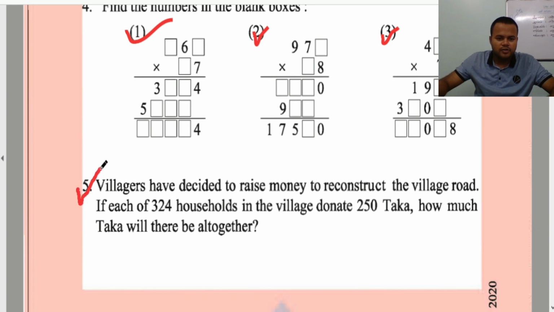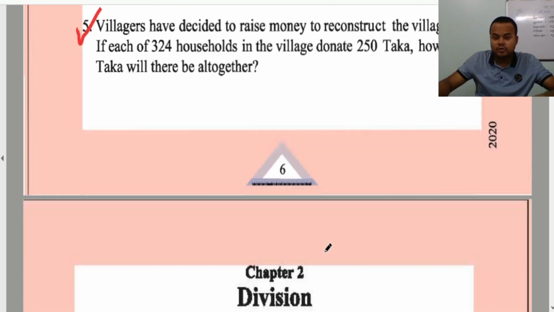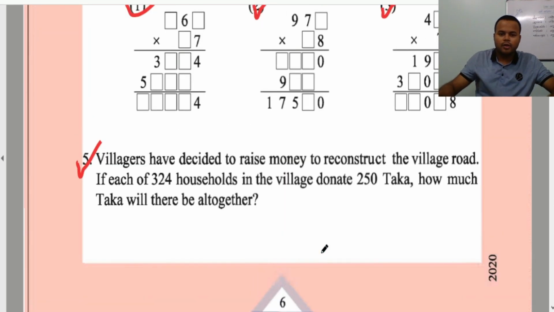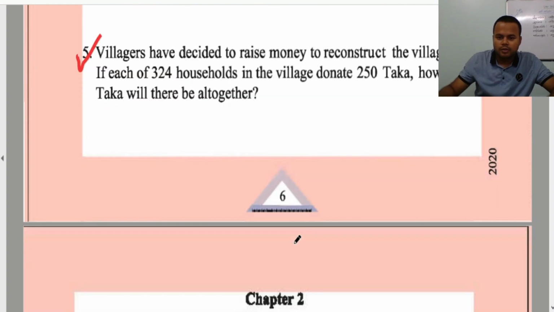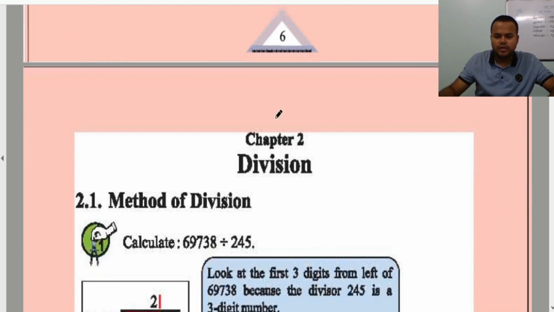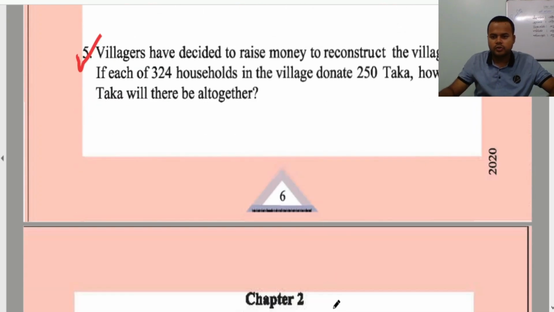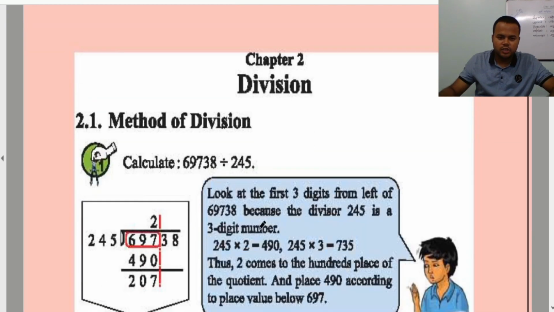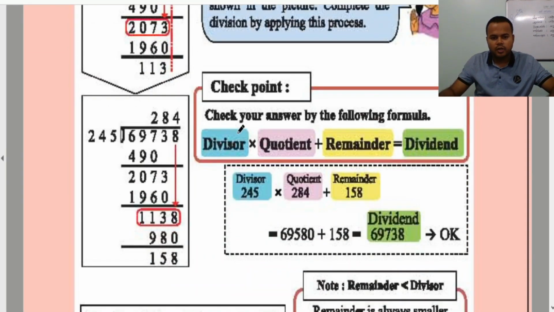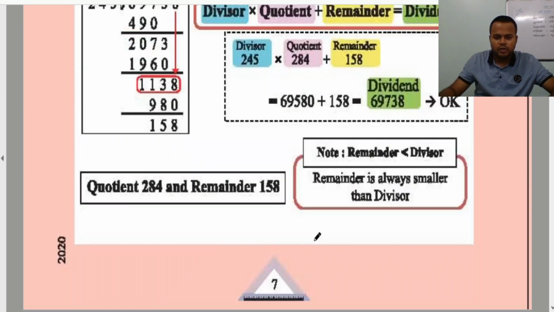And number 6, moreover, out of this you have to practice board questions, that is PSC questions. You have to practice this from that. That's all for chapter 1. Now chapter 2, division, method of division. We already know the method, and here you have to remember this: divisor into quotient plus remainder equals dividend. We already know that.